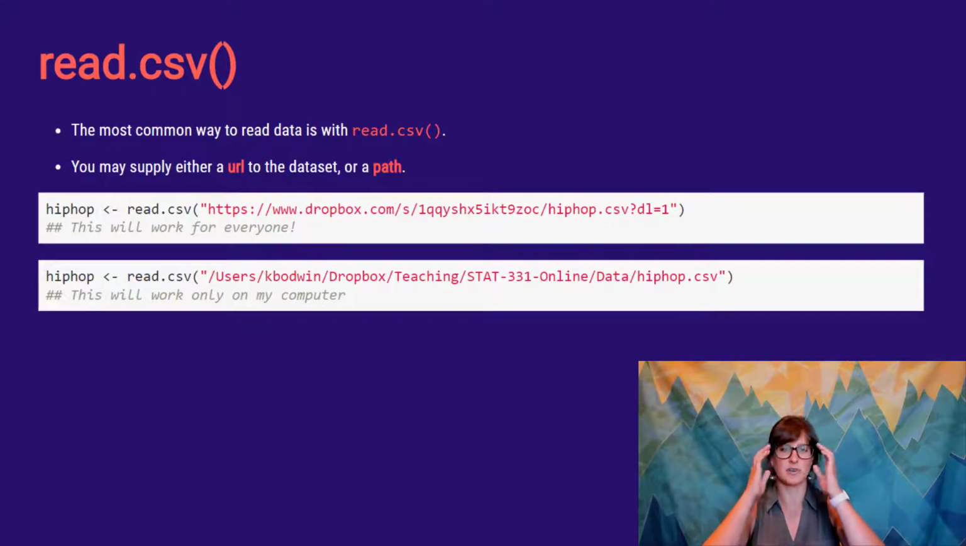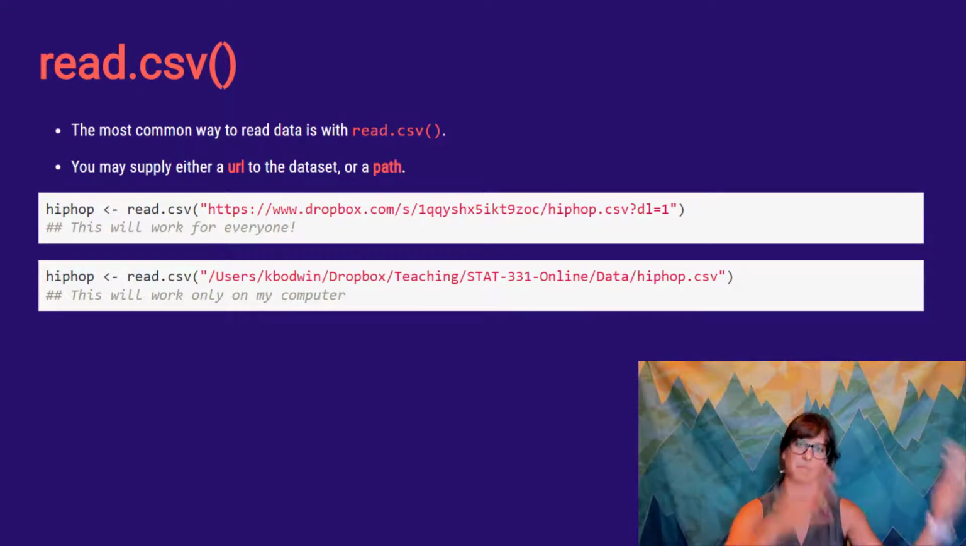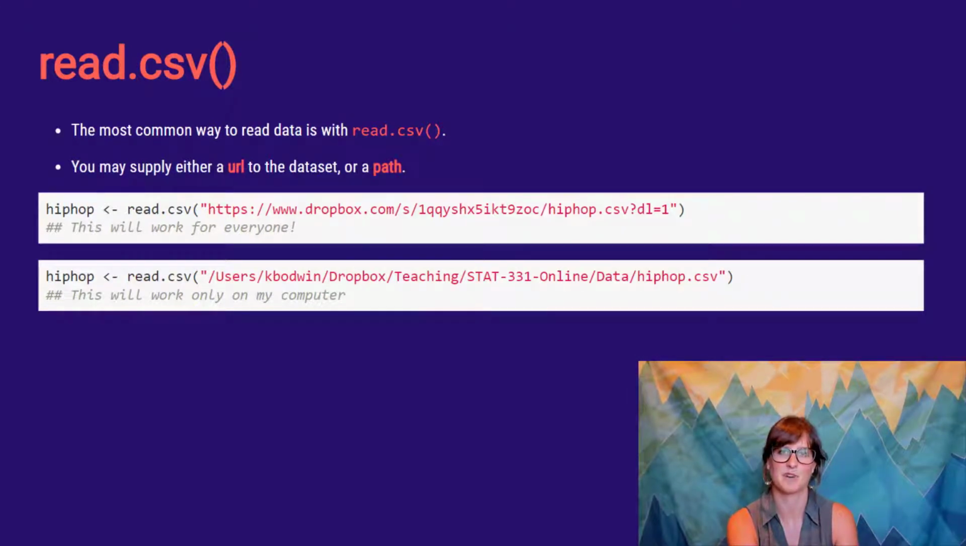Now what I could also do is I could use the entire path. So for me, this data set lives in a data folder within the folder for this course, within my teaching and my Dropbox and myself. But of course, like we talked about before, this is only going to work on my computer. If you try to run that line of code, nothing is going to happen.